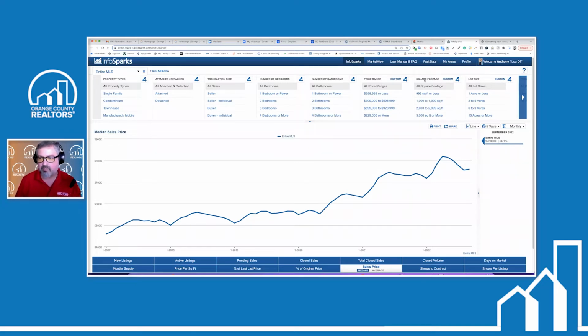Now, I know everybody immediately has thought, wait a minute, Tony, that sounds really low, especially because I'm working in Irvine or Newport, and I know our median prices and our price ranges are way higher than that. That just seems really low for Orange County. Well, you're right, because we're not looking at just Orange County information. We are looking at the entire MLS.